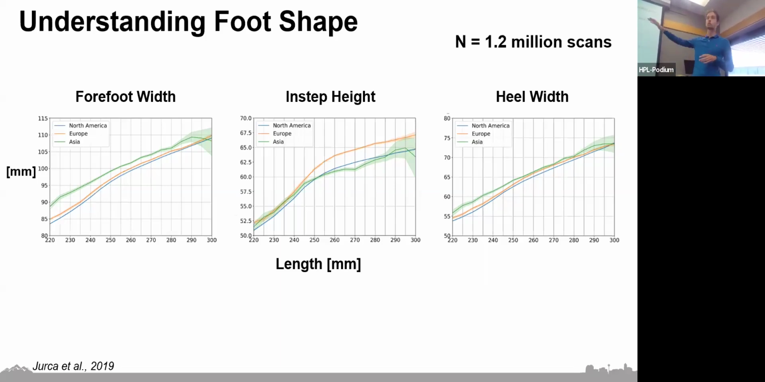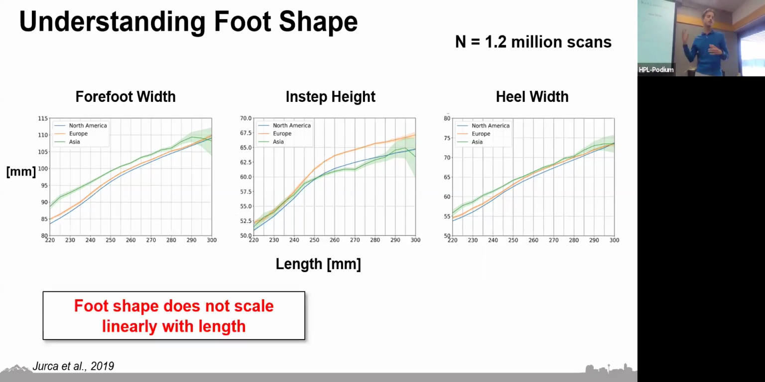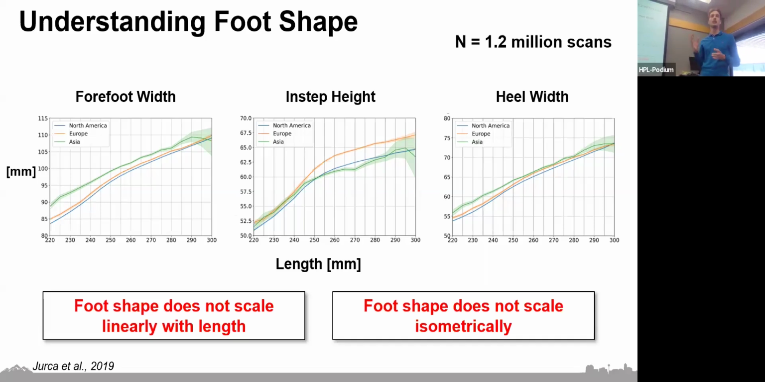Number one, that foot shape differs by region of the world. So you see the three plots here, the different colors on the plot, which you may or may not be able to make out, show different regions of the world, which is kind of a proxy for ethnicity. They also found that foot shape, as defined by these 2D metrics, does not scale consistently by length. And what that means is that the slope of each of these metrics is nonlinear, right? You can see that, especially for the instep height. And that foot shape does not scale isometrically. And what that means is that the slopes of these curves are not the same across all of these metrics. So this is valuable information, but I'll come back to how I think this can be improved upon.